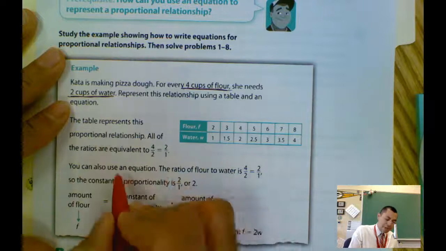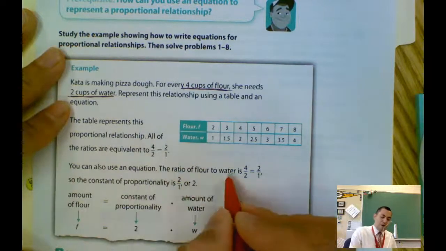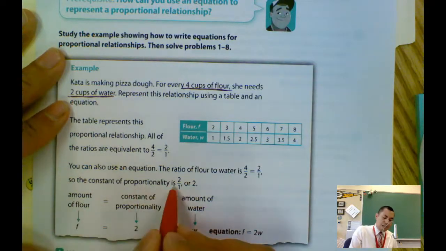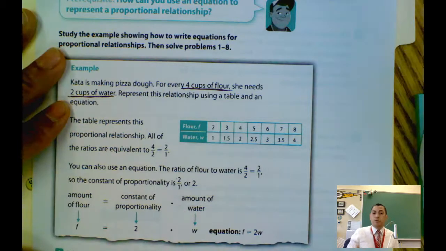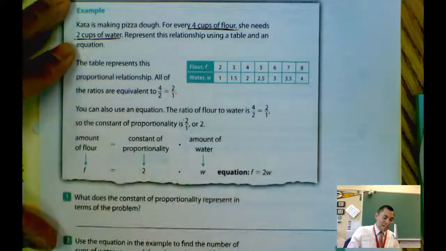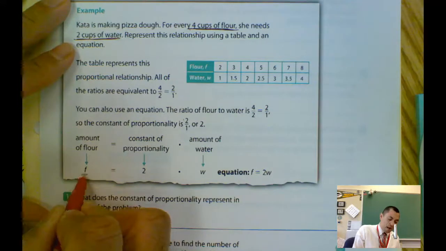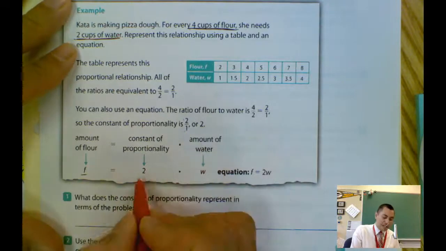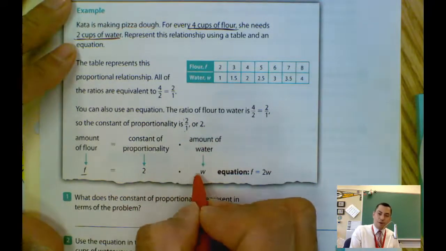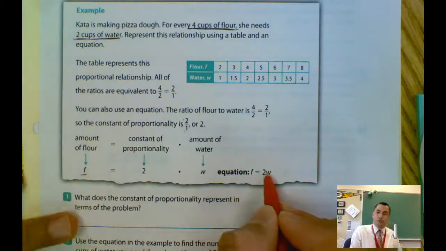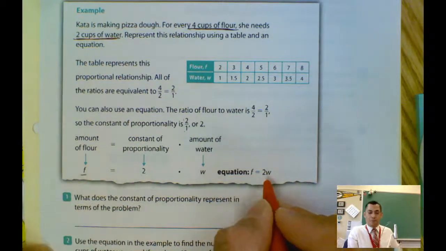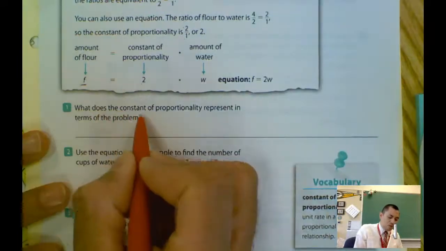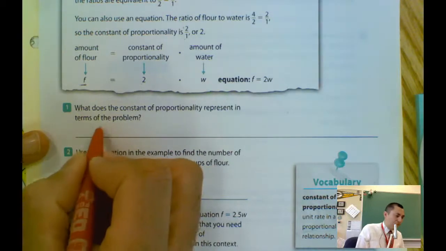You can also use an equation. So remember, the ratio of flour to water is 4 to 2 or 2 to 1. So the constant of proportionality is 2 over 1 or just 2. So in this case, you can say the amount of flour, F, is equal to the constant of proportionality 2 times the amount of water, W. So your equation is F equals 2 times W. So let's answer the following questions. For example, what does the constant of proportionality represent in terms of the problem?